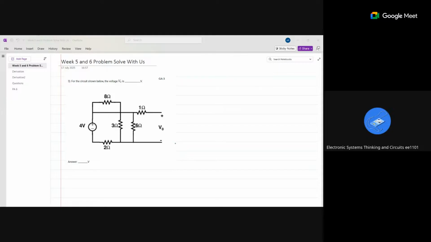So today the first question is: for the circuit shown below, we are supposed to find the voltage across the 6 ohms, right? I will give you around 3 to 5 minutes to solve. Then we will solve it together.